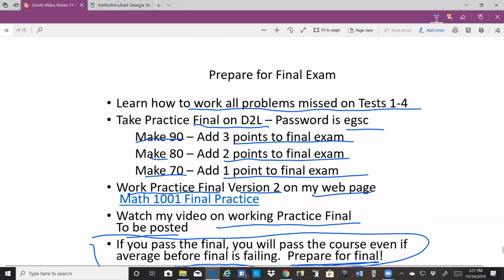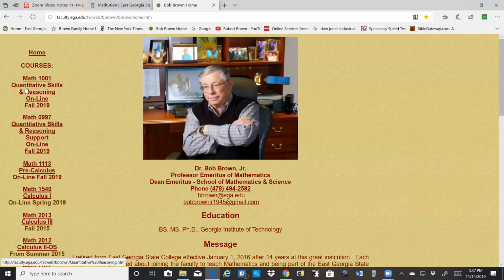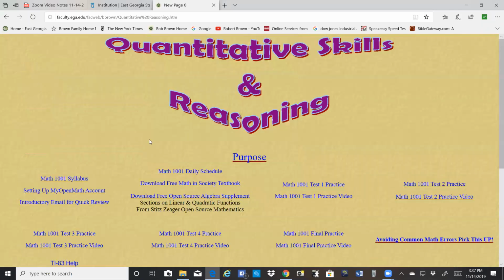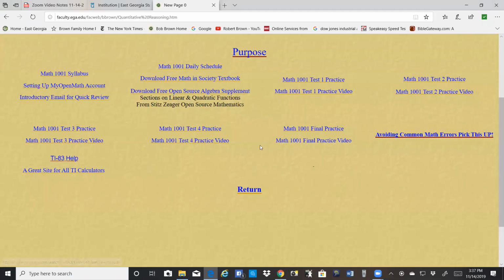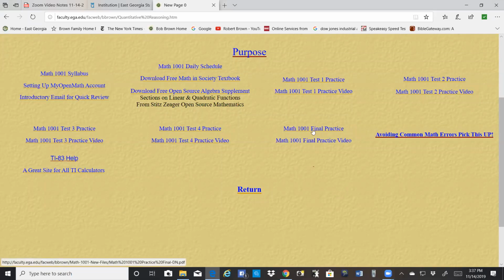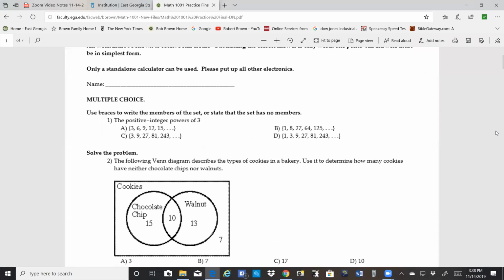So the next thing I'm going to do is go to my webpage, to the course site. And notice this is what you've been using, I presume, most of the semester, the different practice tests. Well, here is the final exam, the final practice. And I will put up a final practice video to show how to work that. But if you click on this, here are the various problems you will need to know how to work on the final.